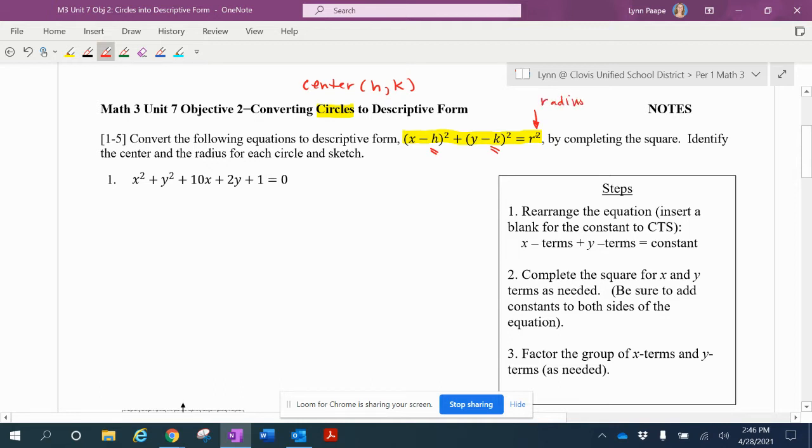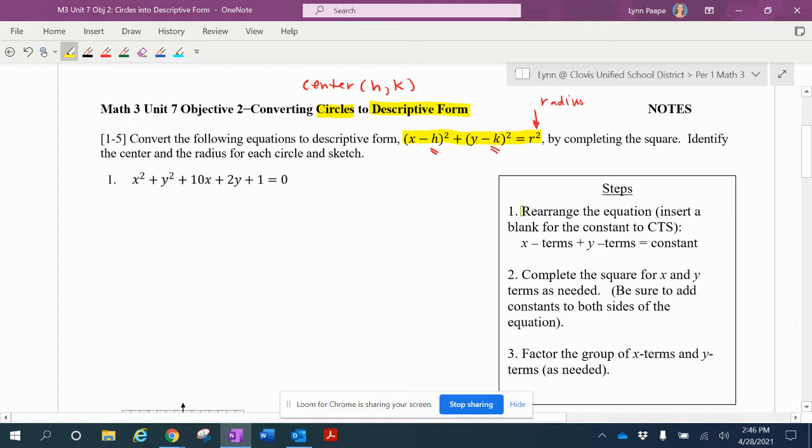So this is our radius. That number would be the radius squared, and to actually find the radius, we would have to root that number. Our goal, though, is to get it into descriptive form. We call it descriptive form, meaning we can just look at the equation and quickly identify the center and the radius. So we're going to start by completing the square.